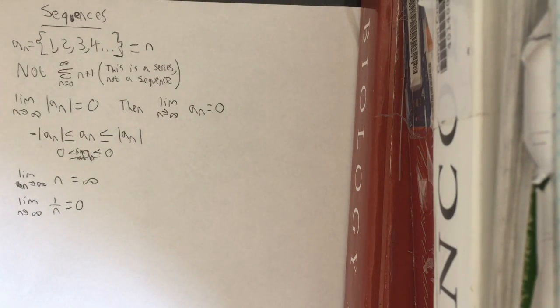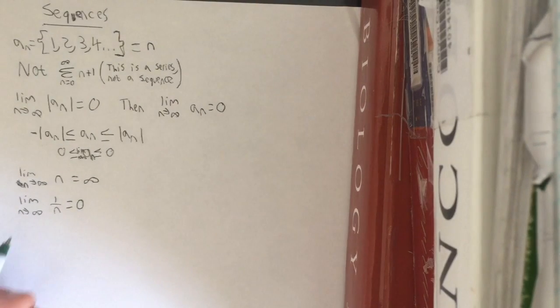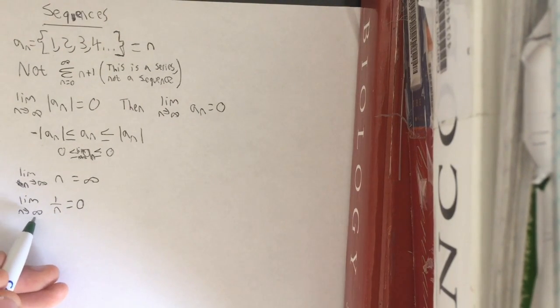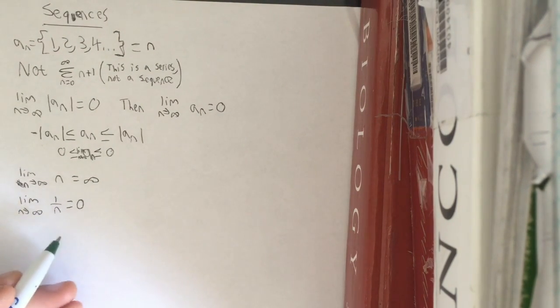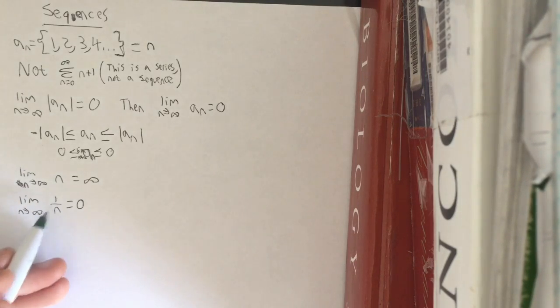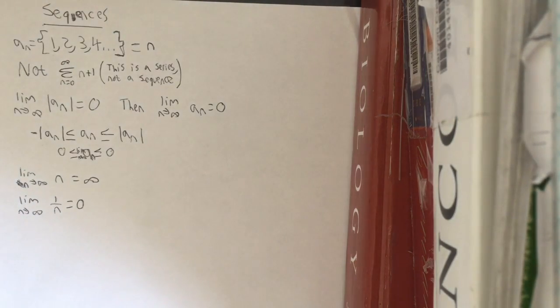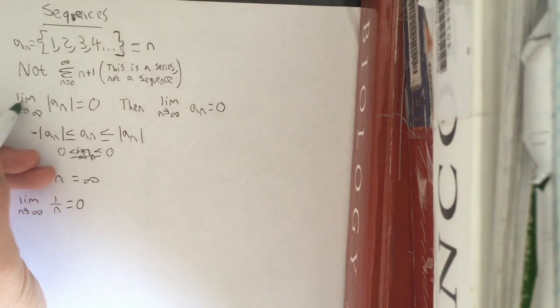Now, a situation can occur where the limit as n goes to infinity equals 0 or some other value. For instance, look right here. You have the limit as n goes to infinity of 1 over n. Obviously, you sub in infinity there, and it goes to 0. Pretty straightforward.